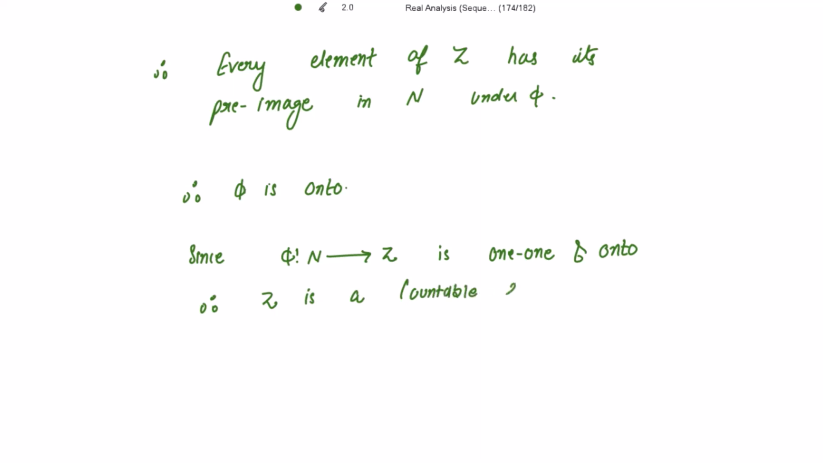For a countable set, the mapping should be 1-1 and onto, right? Or there is a 1-to-1 correspondence between the set of natural numbers and the required set, right?